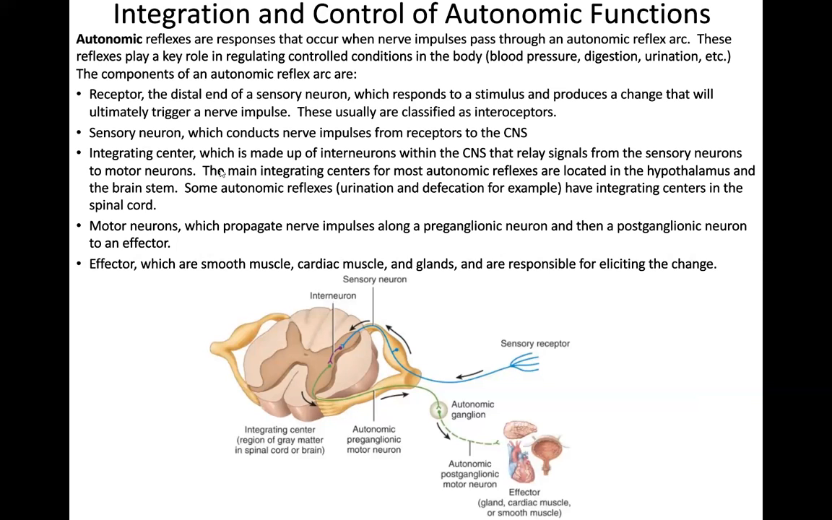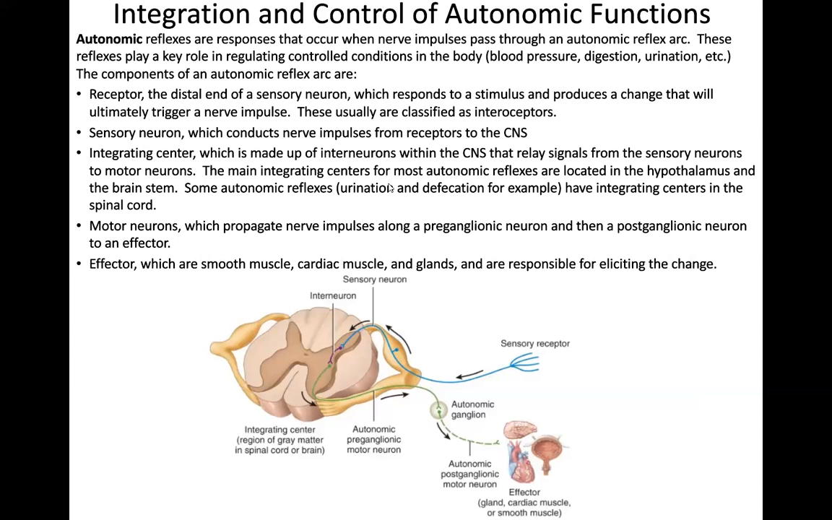I would highlight this next sentence. The main integrating centers for most autonomic reflexes are in your hypothalamus and your brainstem. So those very complex things like blood pressure, digestion, urination, those various control conditions, most of the time the integrating, the processing is taking place in your hypothalamus or your brainstem. Which should make sense. We learned the other day your hypothalamus is the major regulator of your autonomic nervous system. So hopefully that makes sense that we'd send the signals there to process and perform autonomic functions.